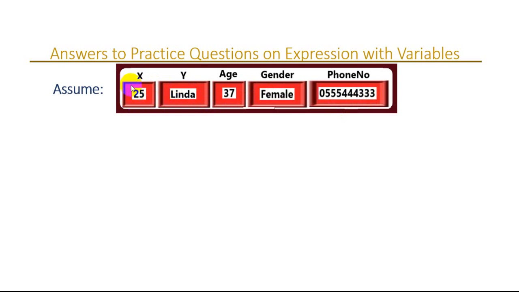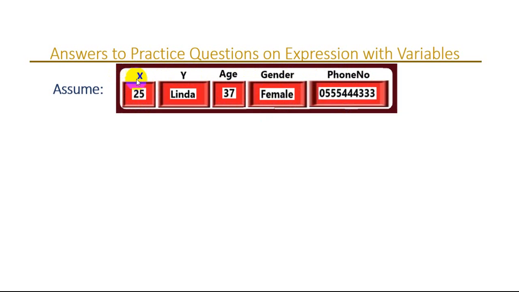Now, why are these called variables? Because X can keep 25 or 35 or 95, it can keep different numbers. Same way Y can keep different things here. Age can keep different things here. Gender can keep different things here. Phone no can keep different things here. So the name won't change, but the contents of that can change. So therefore, these are called variables.